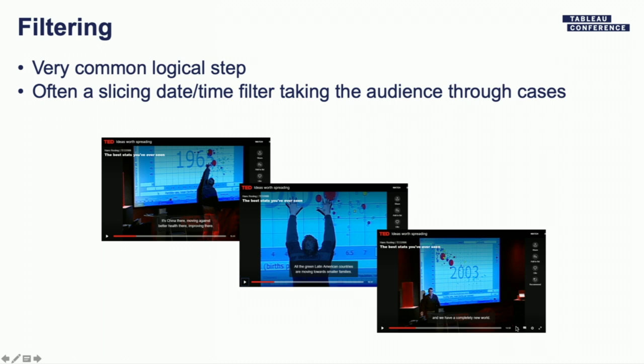The next thing I want to talk about is filtering. So filtering is an extremely common step in data stories, and the Hans Rosling example is an example of a slicing filter. By that, what I mean is that he had a graphical view, and he was filtering by year, slicing across that graphical view, and in particular, stepping forward through a sequence of years, generating his animation. It's extremely effective to use animation when there's time involved.